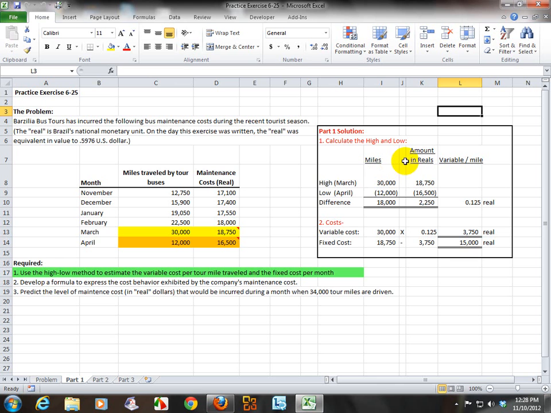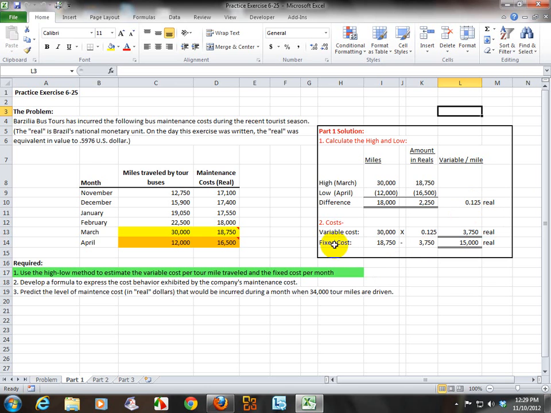Now we'll take that information from that chart and move it over here to our part one solution. To calculate the high and low, we need to subtract the lowest month from the highest month. We do that for both miles and dollars, and we obtain a difference in this case of 18,000 miles and a difference of 2,250 real in terms of the dollar amounts. We now divide the miles into the real currency to get a rate per mile of 0.125, and that 0.125 will be our variable rate per month.